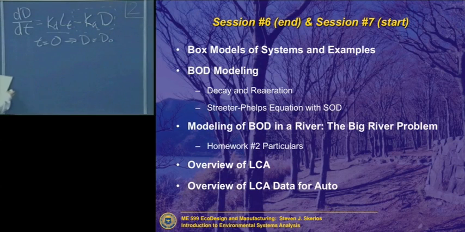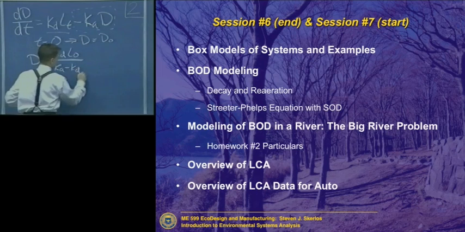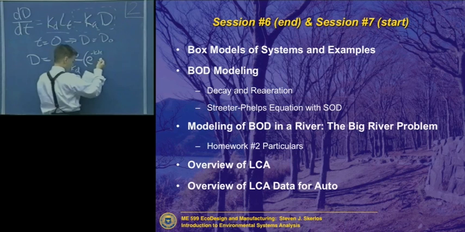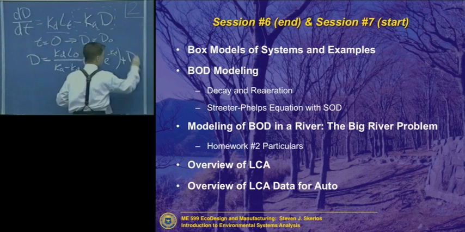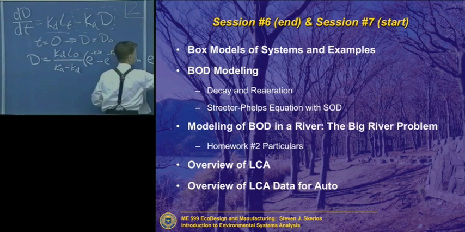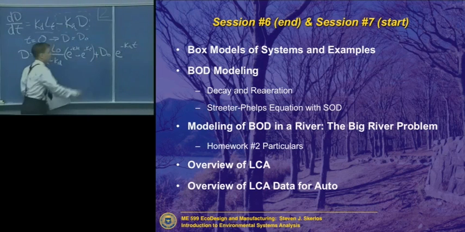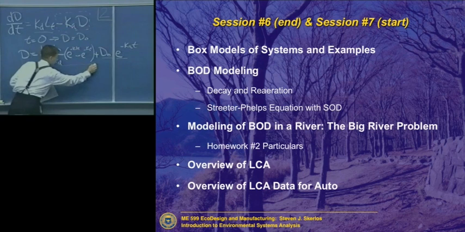And if you solve this equation, the answer is D equals Kd L naught over Ka minus Kd times the quantity e to the minus Kd t minus e to the minus Ka t, plus D naught e to the minus Ka t. That's it. Two terms. At time equals 0, D equals D naught. This is the contribution of reaeration, and this is the contribution of deoxygenation.